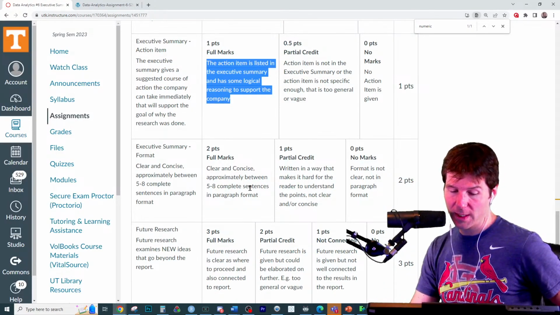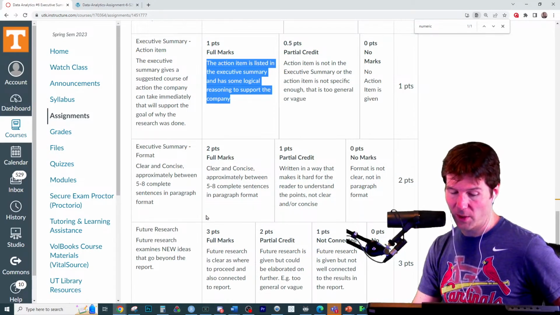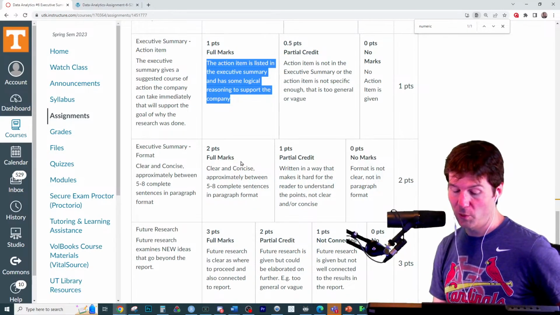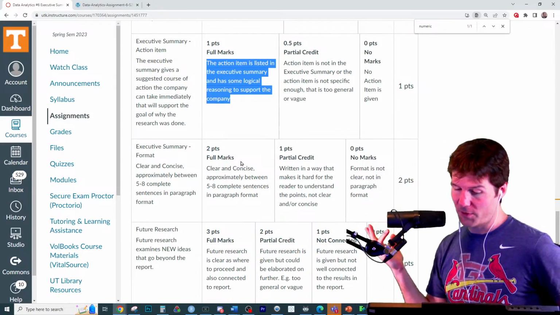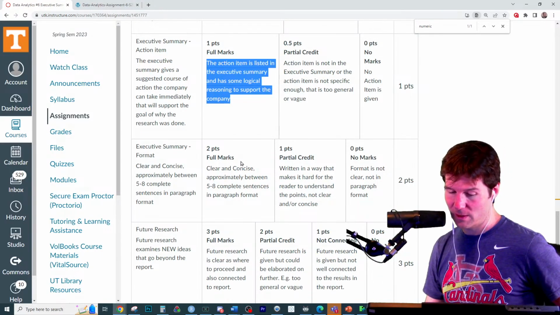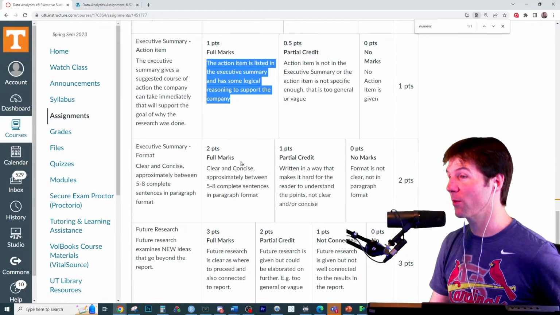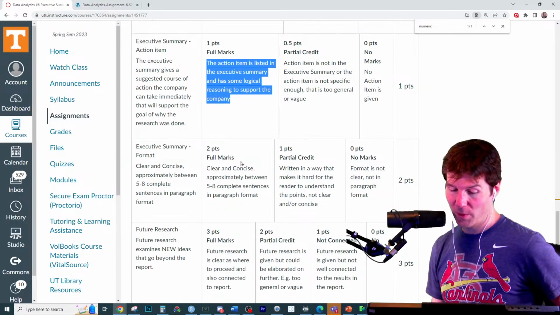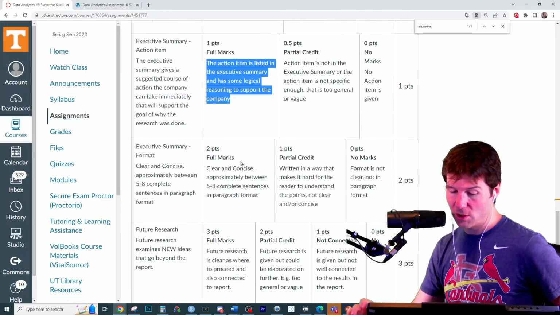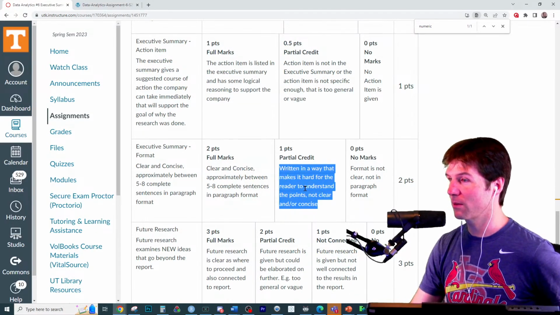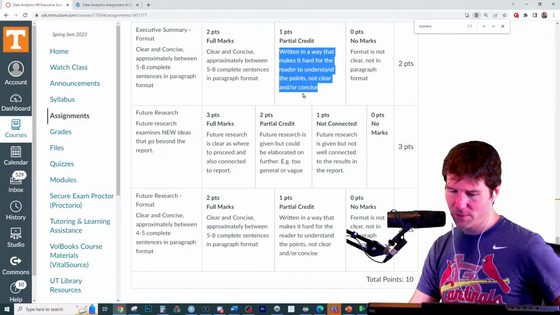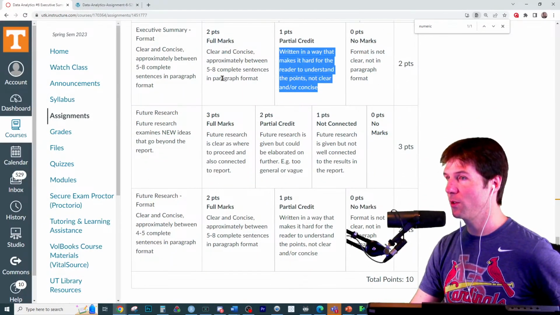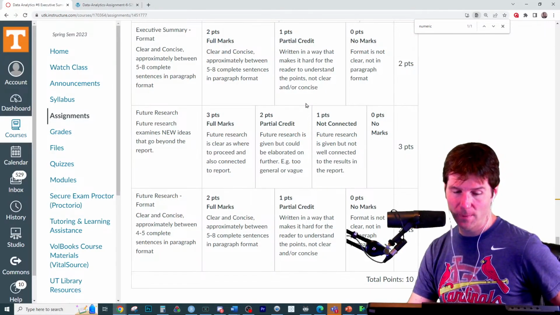Clear and concise, approximately between 5 to 8 sentences in paragraph format. And that's 2 points right there for being clear and concise. If they were to take off for having an extra sentence, sometimes they're great. Every once in a while, I get a grader who's a little too harsh. Written in a way that makes it hard for the reader to understand. They shouldn't click that. It should only be clicked if it doesn't make sense. Don't expect many people to lose points here. It could maybe also say too short, but yeah.